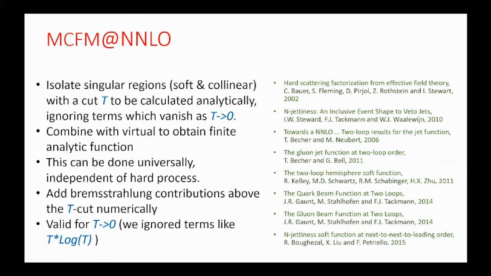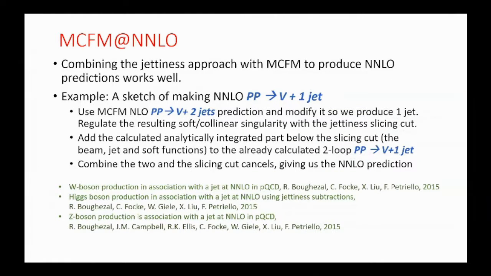You can see here all these people who over many years calculated all these slicing functions, for your jet functions, beam jet functions and things like that, and these you can all combine to get the next leading order predictions. So here's, for instance, a very simple example. If you want to calculate next leading order PP to vector boson plus jet, you use the already existing MCFM next leading order PP to vector boson plus 2 jets. And instead of demanding 2 jets, you now demand 1 jet. This will produce it that one of the jets basically can become soft or collinear, which produces a singularity. This is regulated by this jettiness slicing cut. And then you can add these slicing functions to the virtual, combine everything, and you get the next order prediction.